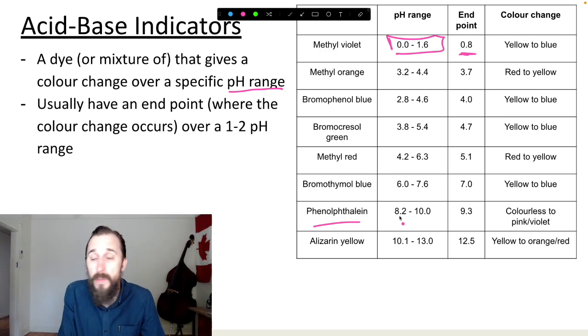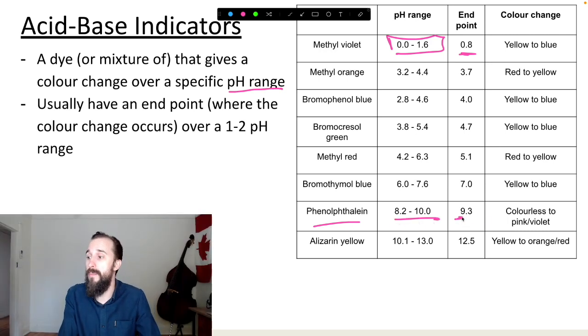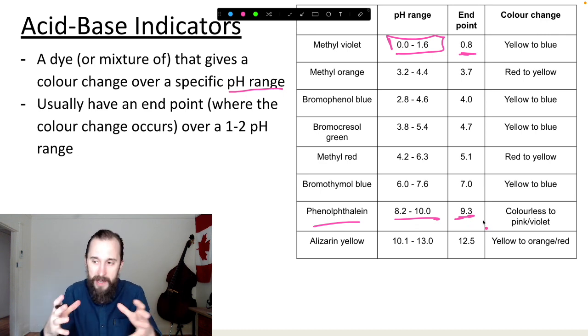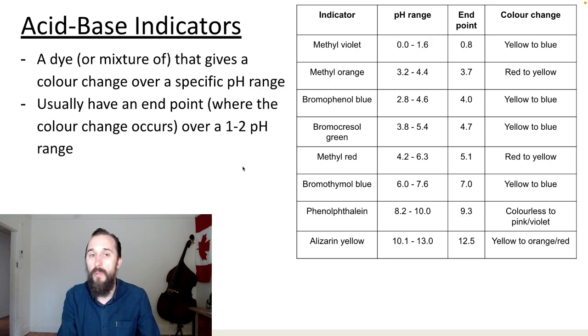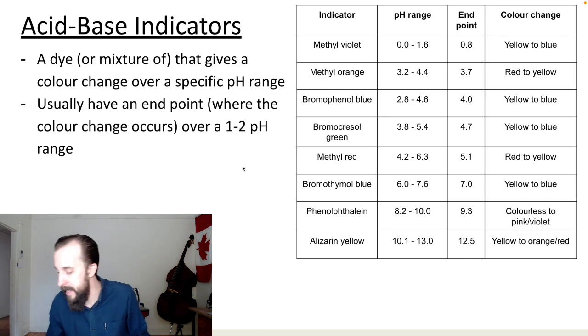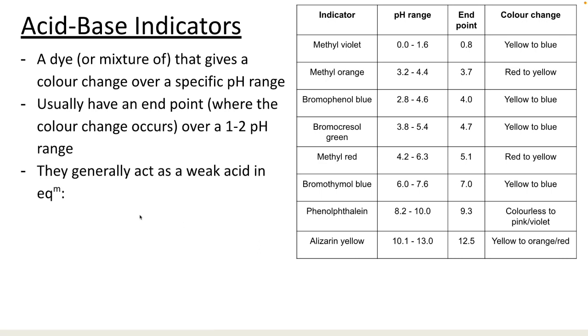Again, over that 1 to 2 pH range, 8.2 to 10, endpoint of 9.3. Now you might go, that's quite a large range considering we're on a scale that only goes up to 14. But as we'll see when we start to look at some of the graphs as we do the titrations and we observe how the pH changes, as long as you've got an appropriate one for when that ratio is reached, then you can still very accurately get your results that you need.